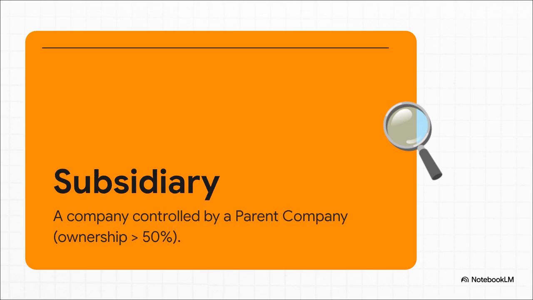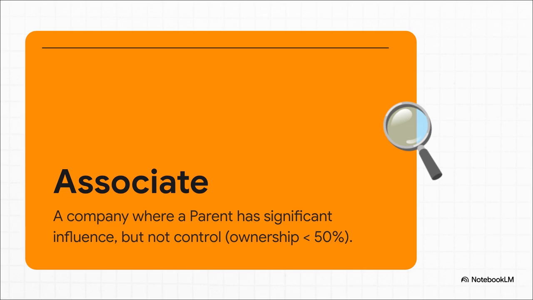Now, if that parent company owns more than 50% of another company, we call that second company a subsidiary. And that more than 50% number is absolutely key because it means the parent has voting control. It's calling the shots for the subsidiary. And what happens if the ownership is less than 50%? Well, then we call it an associate. In this case, the parent company doesn't have total control, but it owns enough of a stake to have what's called significant influence over that company's decisions.